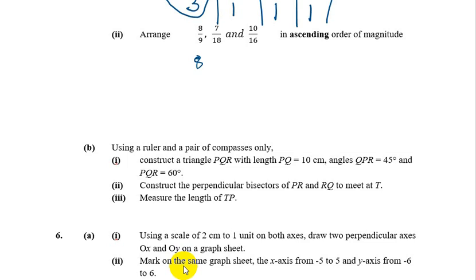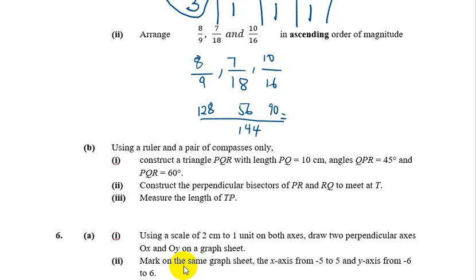So we have 8 over 9, we have 7 over 18, and also 10 over 16. If I find the LCM over here, I'll get 144 as the LCM, right? Now, 9 goes into 144 16 times. 16 times 8 will give me 128, right? 18 goes into 144 8 times, and 8 times 7 is going to give us 56. 16 goes into 144 9 times, and 9 times 10 will give us 90.